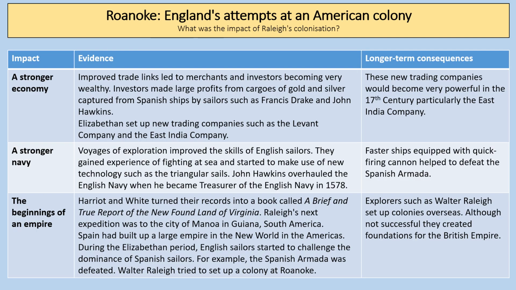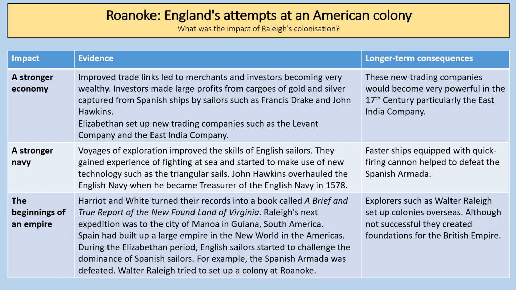So looking at the impact of Raleigh's colonisation, one of the impacts was a stronger economy. Improved trade links led to merchants and investors becoming very wealthy. Investors made large profits from cargoes of gold and silver captured from Spanish ships by sailors such as Francis Drake and John Hawkins. Elizabethans set up new trading companies such as the Levant Company and the East India Company, and these new trading companies would become very powerful in the 17th century, particularly the East India Company, which we can learn about in more detail in a moment.